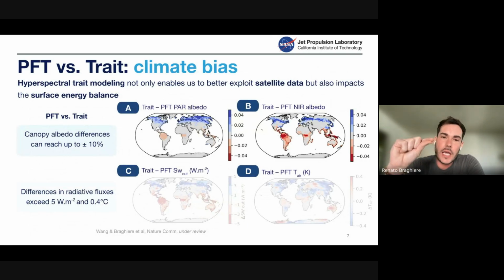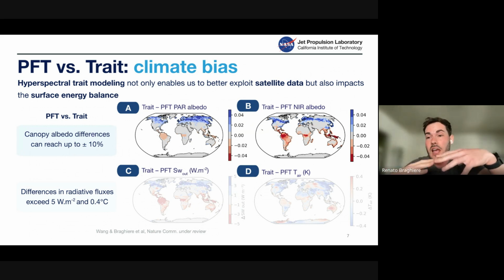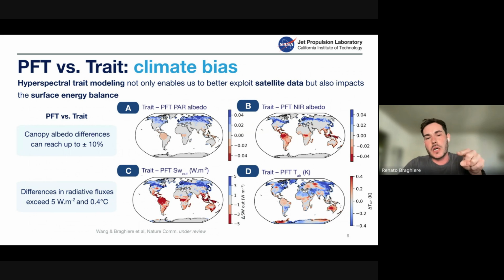And so when we calculate now the differences in surface albedo in the far and near infrared regions between the PFT and traits, we can get differences of up to 10% with this dipole behavior where the tropics show a negative bias and the extratropics show a positive bias in both bands. And when we look then at the coupled model results, we see that differences in radiative fluxes can exceed 5 watts per meter squared and can change the skin temperature by up to 0.4 degrees, which could be quite substantial.